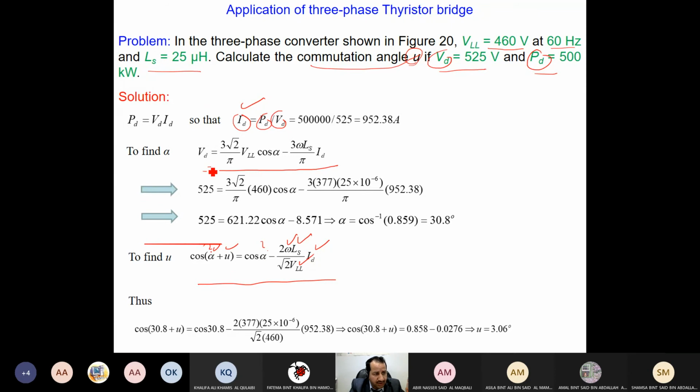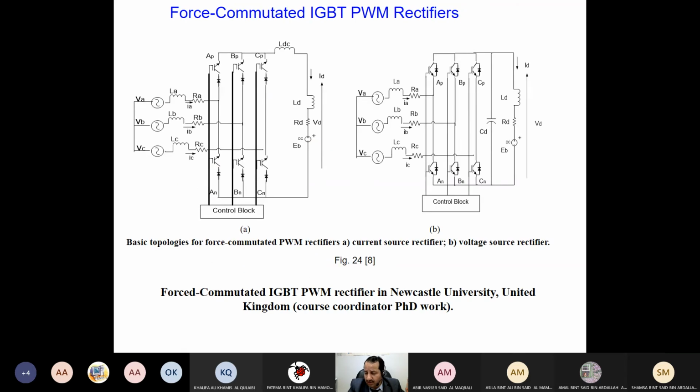How can I find alpha? I go to the voltage equation here. ID I calculated, and LS, omega, V line to line, and VD are given in the question. I substituted, and what is left is alpha. It's very simple, but you need to take care while working with these numbers: how to multiply, subtract, and move terms to the other side. We got alpha, and we do the math to find U, which is very simple and easy. We got U equal to 3.06.